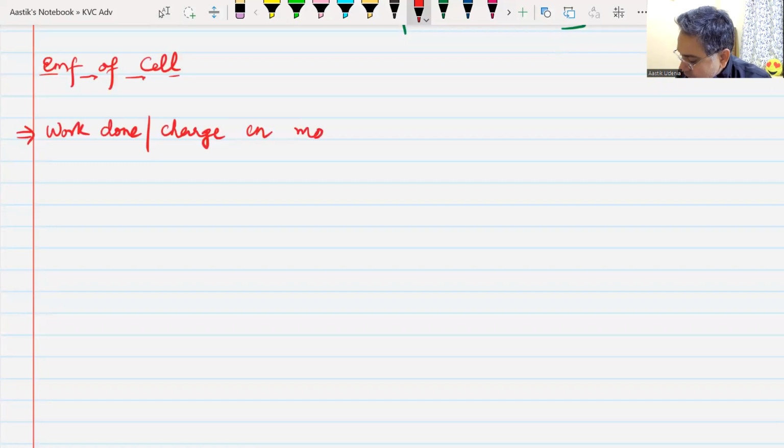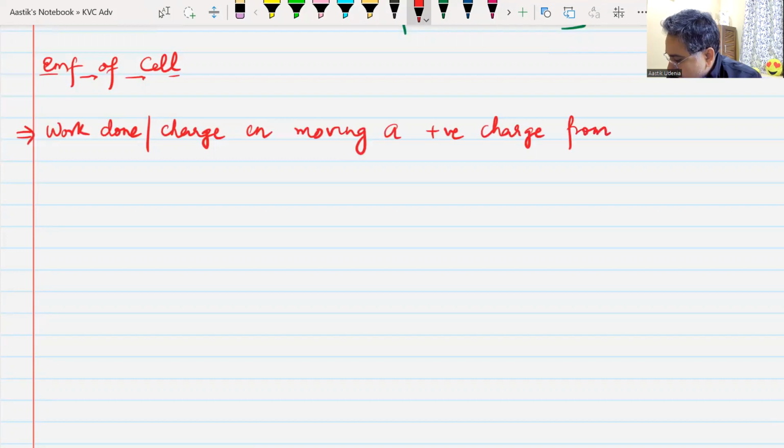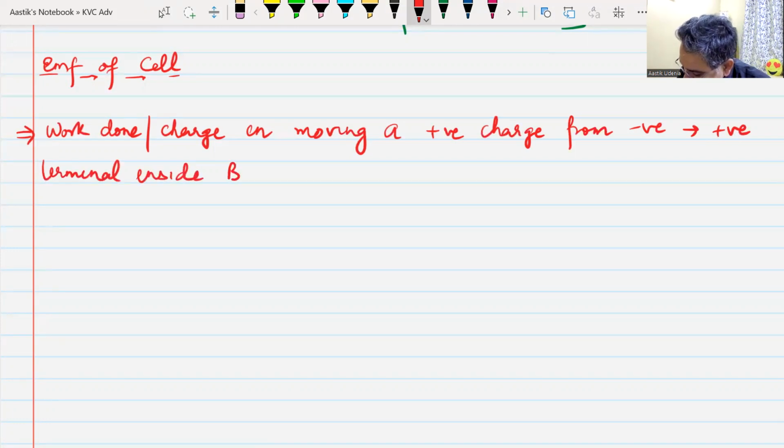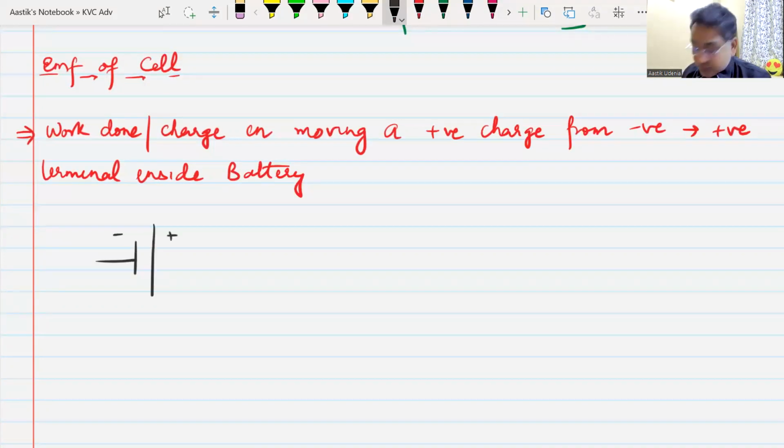in moving a positive charge from the negative to the positive terminal inside the battery. This is inside the battery that we are talking about. If I move a charge Q naught inside the battery from the negative to the positive terminal, the EMF E of the battery will be W divided by Q naught.